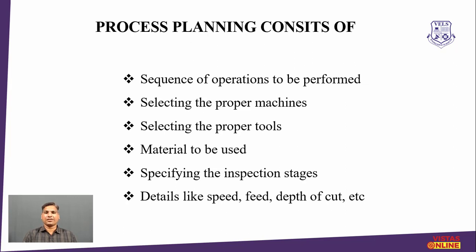First one, sequence of operations to be performed. We have n number of operations for manufacturing a material into a finished product. All these operations need to be performed effectively. Then only will the production process come out with 0% defects.